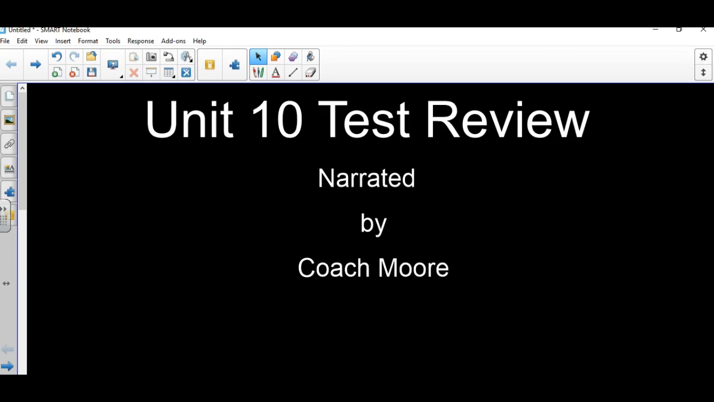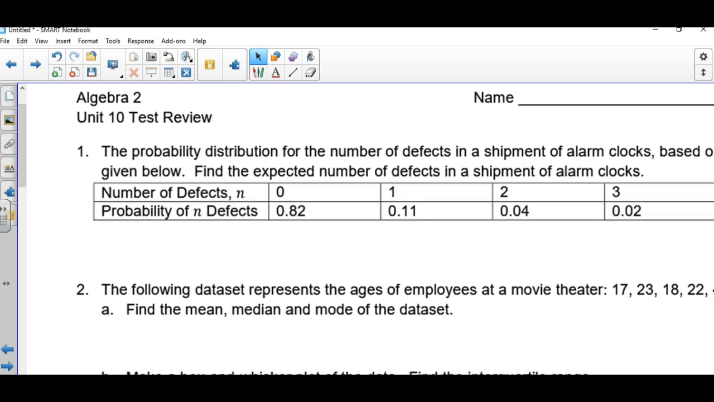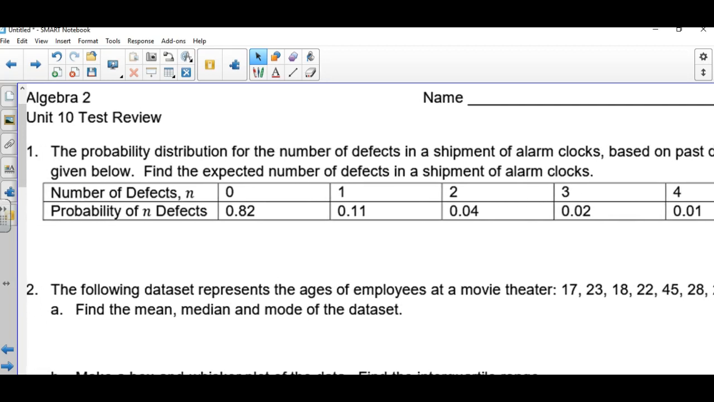All right, this first problem: the probability distribution for the number of defects in a shipment of alarm clocks, based on past data, is given below. Find the expected number of defects in the shipment of alarm clocks. So this is an expected value problem, and we will dig right in.